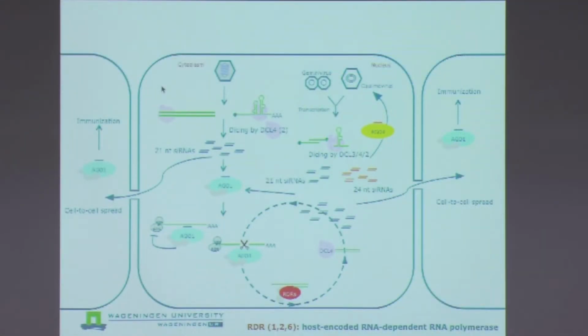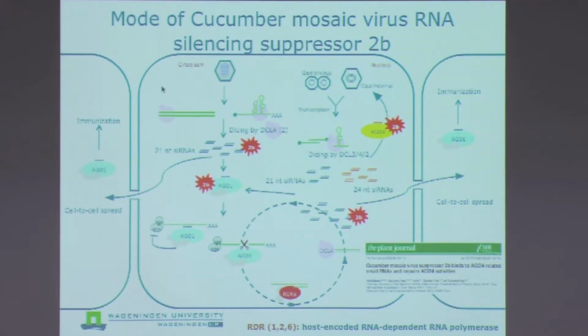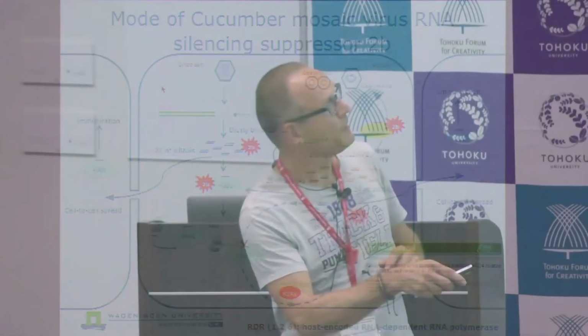So, if this is the scheme you're slowly quite familiar with, then a couple of years ago, interestingly, people discovered that CMV, cucumber mosaic virus, which also belongs to one of the most important plant viruses worldwide, encodes for an RNAi suppressor, 2B, we already knew, but this 2B also interferes at the level of AGO4. So it interferes and compromises transcriptional gene silencing. Why? We don't know. And how?